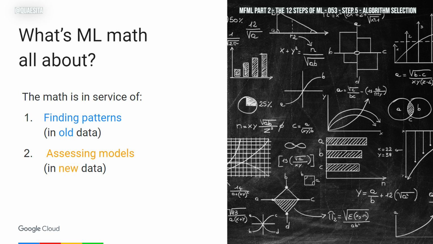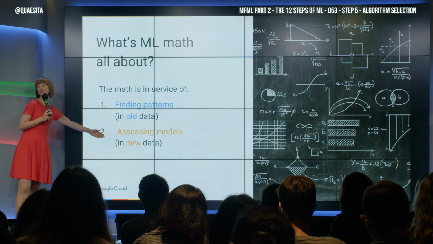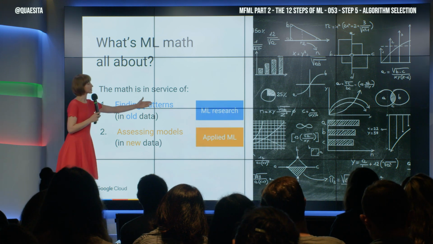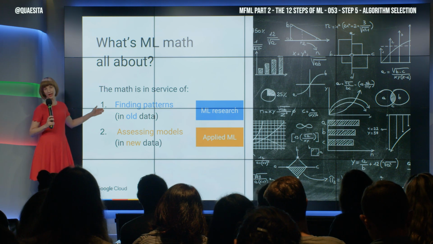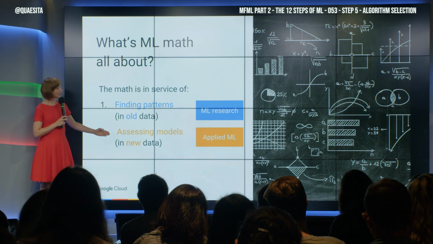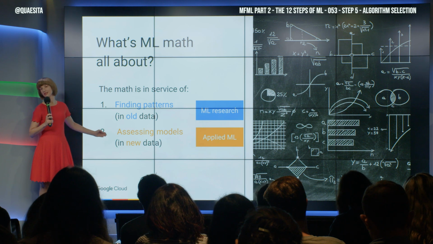The math in machine learning, let me spell it out again, is in service of one of 2 things. Finding patterns in old data, or figuring out if new stuff works. Machine learning researchers care more about this one, and that's what's in the machine learning courses. How do you build a better microwave if you don't understand how this one works? Applied machine learning cares about this second one. This is the statistical math.